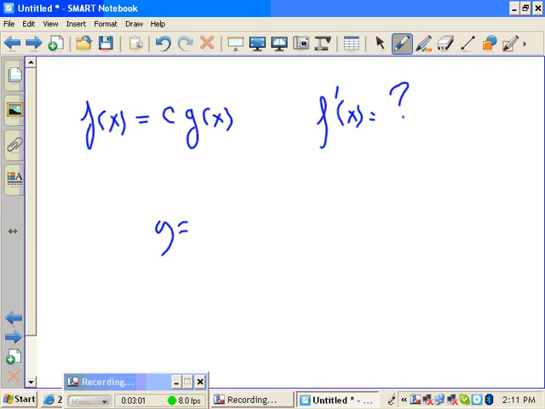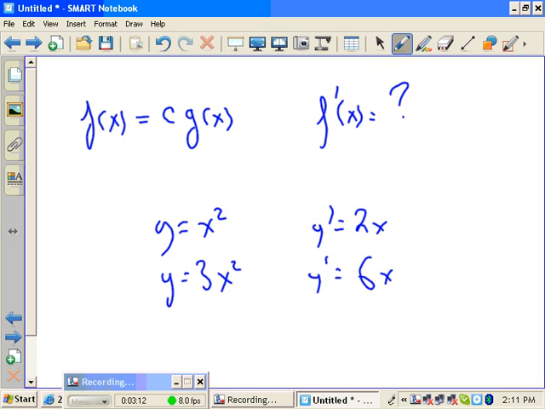For example, if y is x squared, what's y prime? 2x. But what if y is 3 times x squared? What's y prime? 6x. What's happening? If I dilate the function by 3, I dilate the derivative by 3 also, right? So in other words, it's simply c times the derivative of g. If you know that the derivative of x squared is 2x, then the derivative of 3x squared is 3 times it. That's the rule.